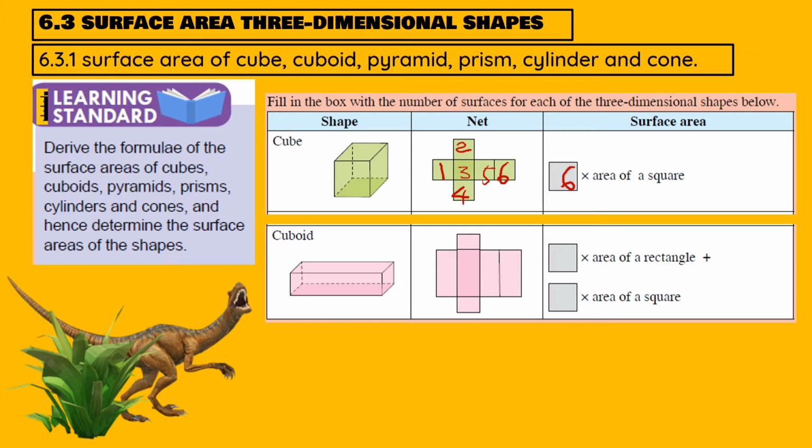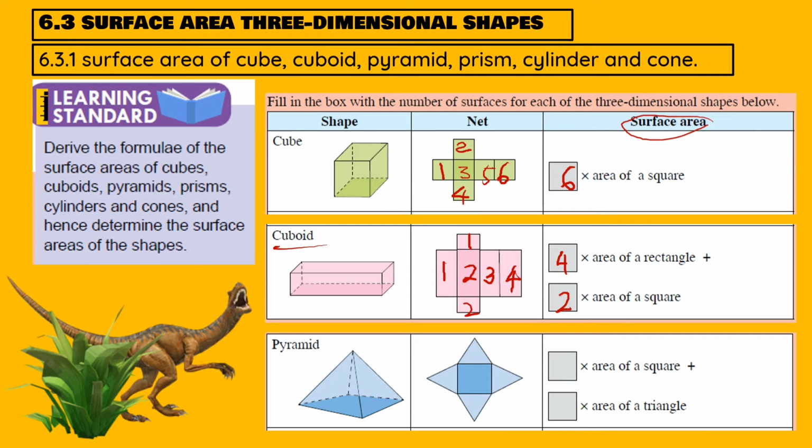This is a cuboid. This is a net of a cuboid. How many areas of a rectangle? 1, 2, 3, 4. 4 areas of a rectangle. And plus how many areas of a square? 1, 2. 2 areas of a square. If you do 4 times area of a rectangle plus 2 areas of a square, you will get the surface area for a cuboid.